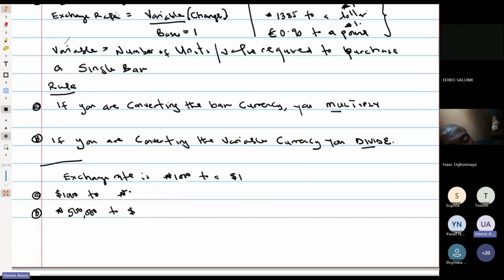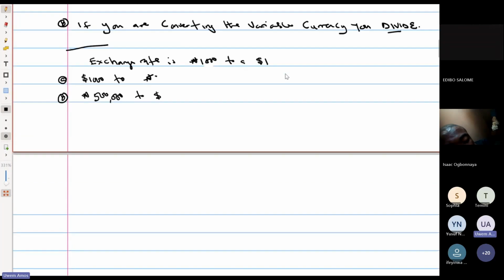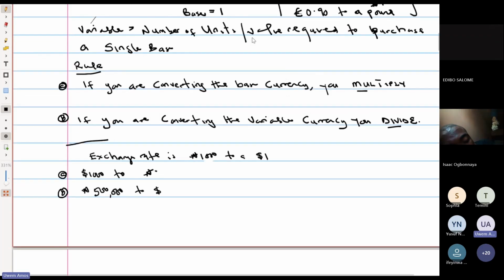We said the base is always 1. So who wants to give us a try? Just to recap, I know we've explained it before. Adetunji, please go ahead. So that means the 1,000 is the variable, while the dollar is. Just tell me the currency. Don't forget about the value. I'm interested in the currency. The naira is the variable, while the dollar is the base.